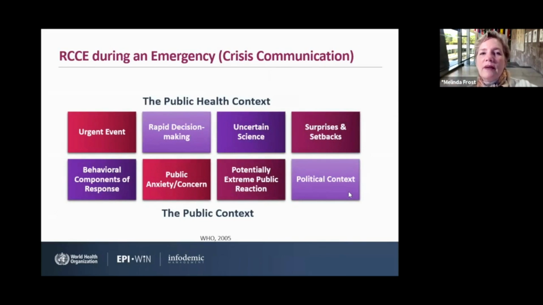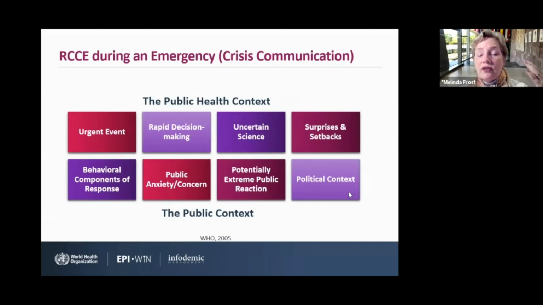So during an emergency, and emergency risk communications, often during an emergency, we'll call it crisis communication, we're trying to bridge the public health context with the public context. And there are so many things that come into play here. Even if you just take COVID-19 right now, you're going to see all of these things that we know are going to happen during an emergency.